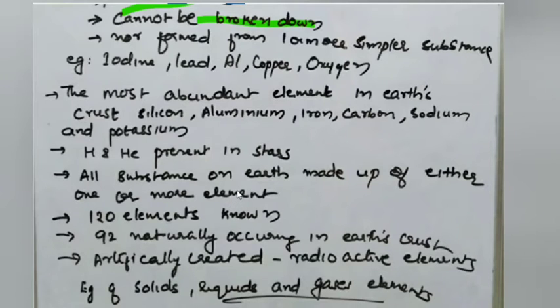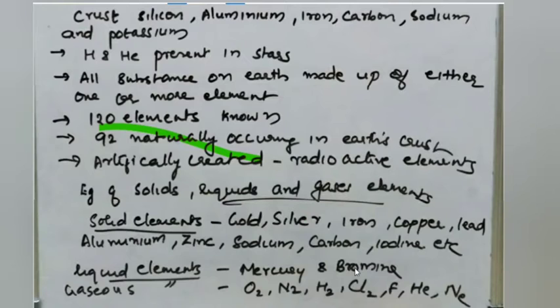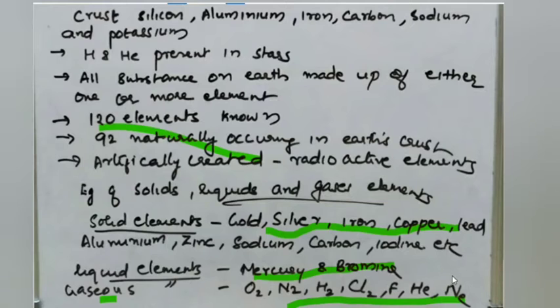Everything, as we already said, every substance is made up of one or more elements present in it. 120 elements are known yet. Out of that, 92 occur naturally in the earth's crust, and the rest are radioactive elements. Then about solid, liquid and gas elements: solid elements include gold, silver, iron, copper, lead, etc. Liquid elements are mercury and bromine. Gaseous elements are oxygen, nitrogen, hydrogen, chlorine, helium and neon.